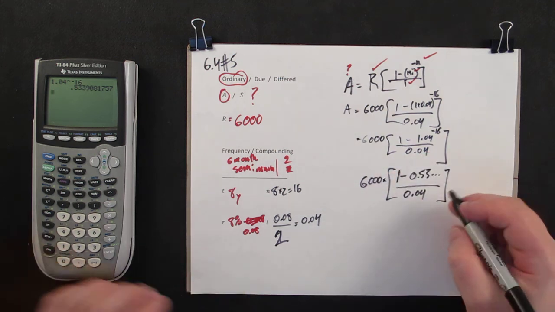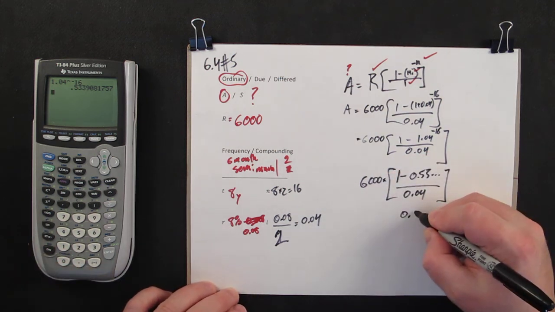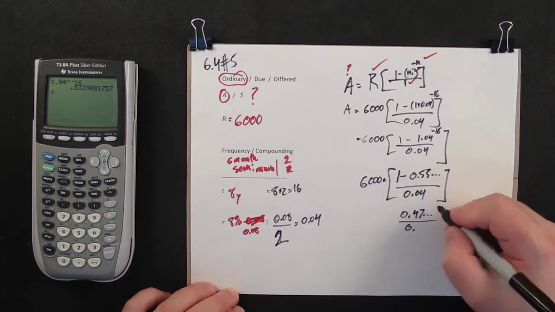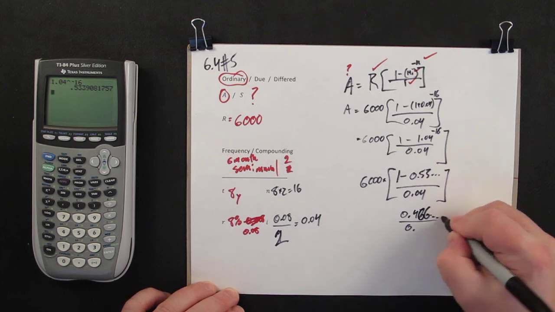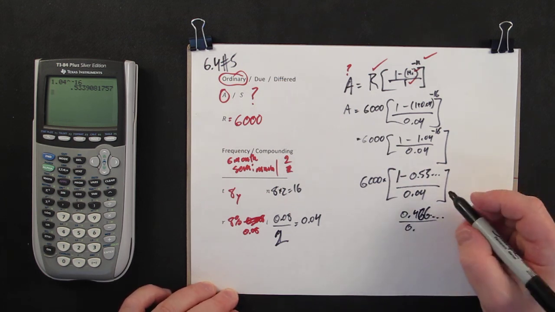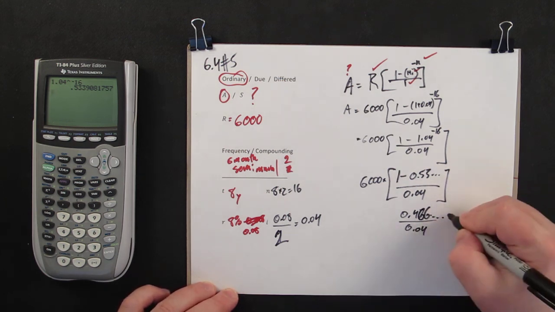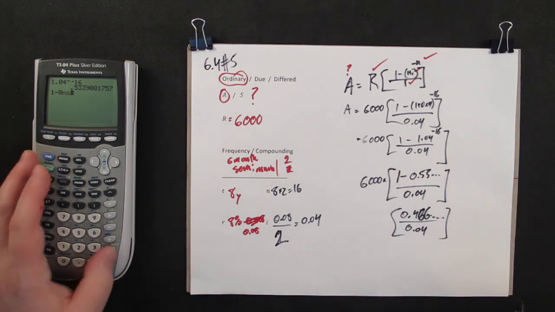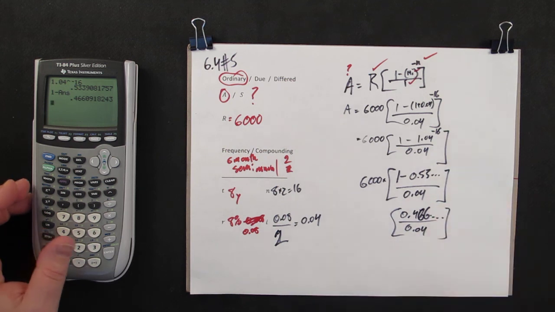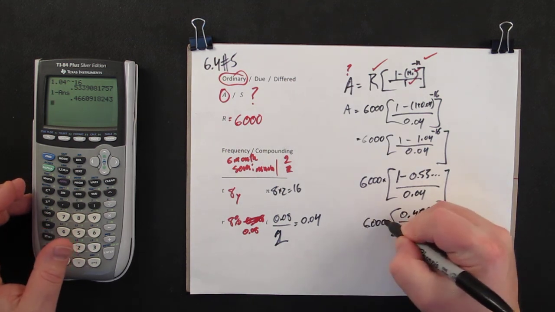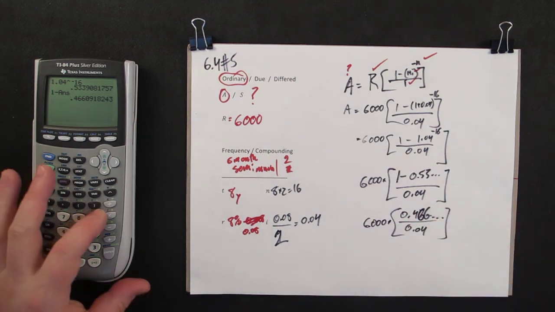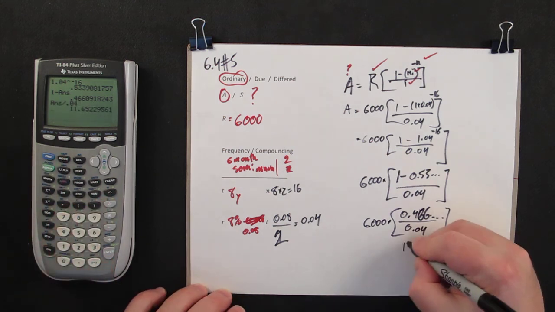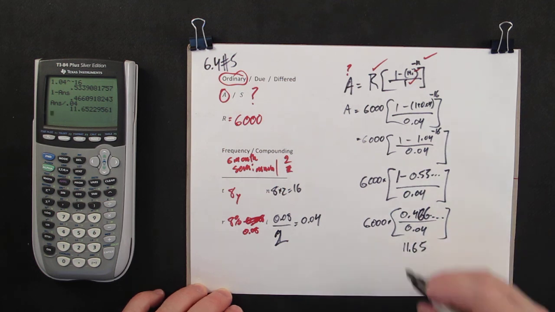Okay, so 0.447. Okay, so divide this number by the interest and multiply by the payments. So 11.65.